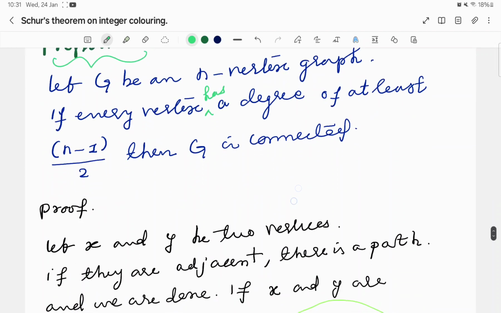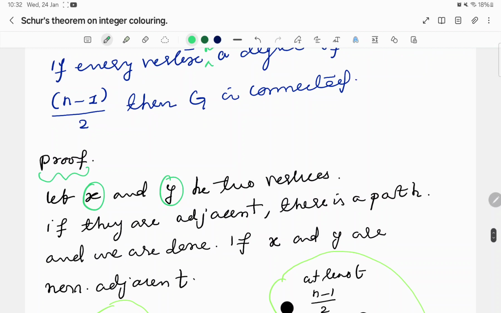Okay, let's prove that. The proof goes like this: let us choose two vertices. What do we have to prove? Having this condition, we have to prove that there is a path between x and y. Now let's choose two vertices x and y arbitrarily. Then we have to show that there is a path. If they are adjacent, we are done, since then there is a path. Suppose they are not adjacent, so that's where we want to make use of PHP.